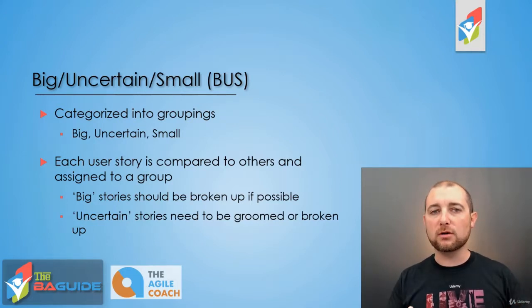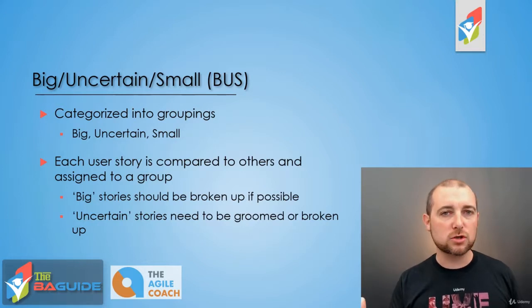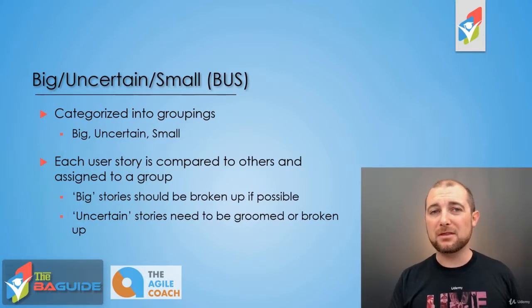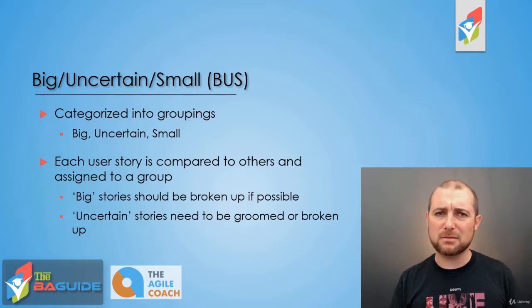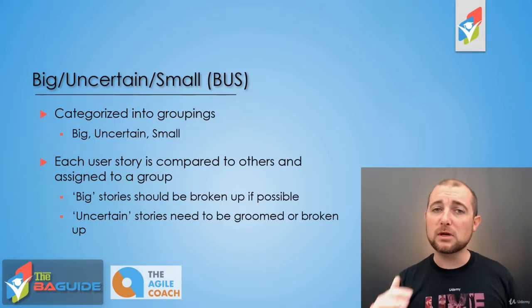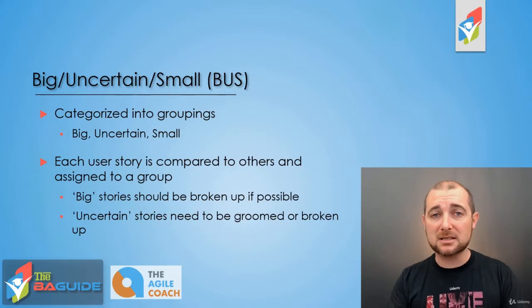Any stories that are part of the uncertain bucket mean that the requirements or the user stories are too vague. Maybe the concepts behind it are bleeding edge, and so it's really difficult to estimate how long it's going to take. These ones most definitely need to be broken up, defined and redefined, and then re-estimated to hopefully get them into either the big or the small buckets.